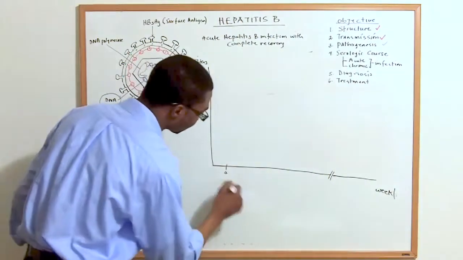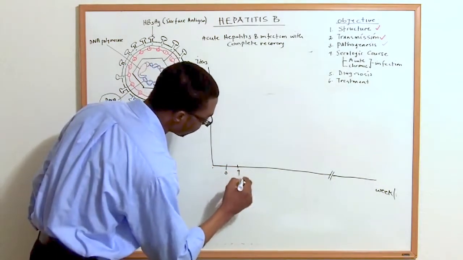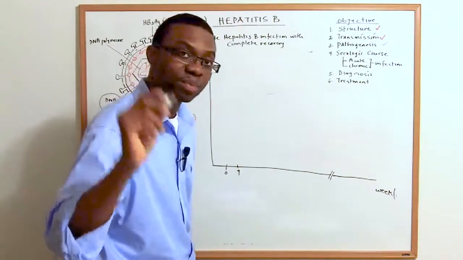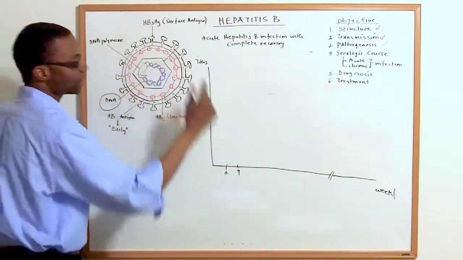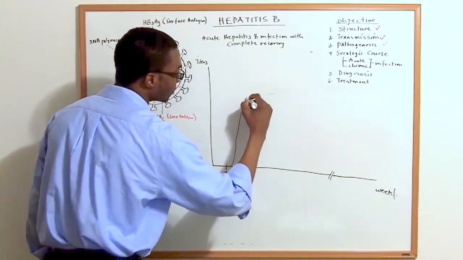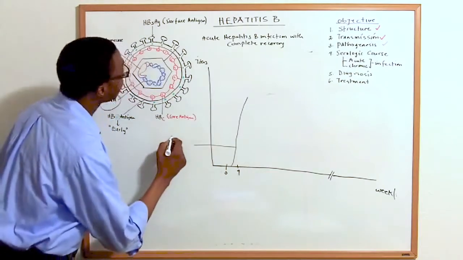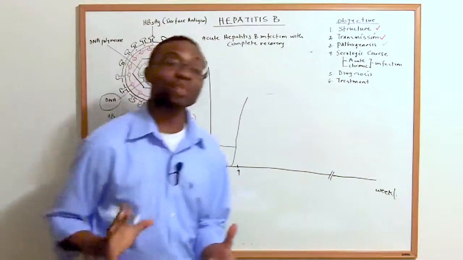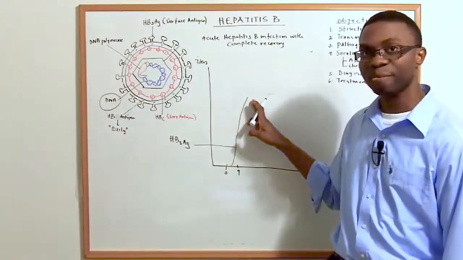So let's say this is 0 weeks. And let's make this 4 weeks. In the first 2 weeks, we're going to use black to represent the rise in the hepatitis B surface antigen. See that? The hepatitis B surface antigen level is going to rise. That is showing us you have an infection of hepatitis B.